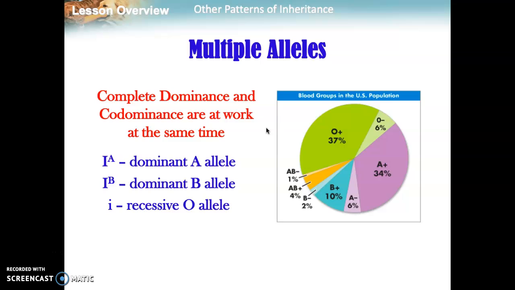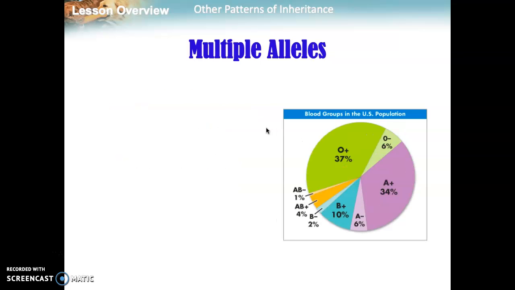Now, because of that, we have to letter these a little bit differently. We show our complete dominance with the capital I's and the little i for O. And then we show our codominance by either putting a superscript A or a superscript B, depending on whether it's an A allele or a B allele. Okay, once you work one of these, it kind of makes sense. So we have both complete dominance and codominance at work at the same time.